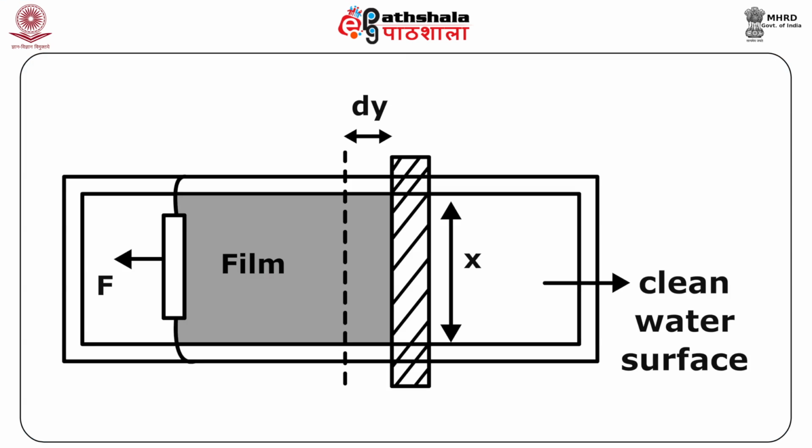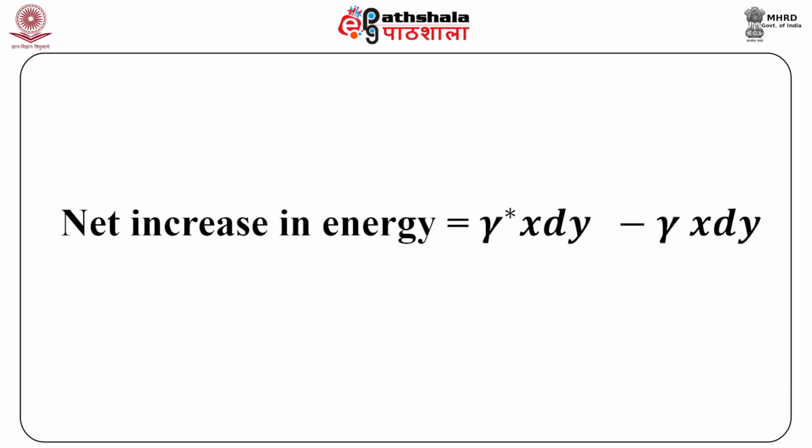Figure 2 shows the formation of surface film, that is the Langmuir film experiment, and figure 3 shows a typical FA isotherm. As a result of surface tension on the film-covered surface, a force F acts in the direction shown in the figure. If the barrier of length x moves by a distance dy, then the area of clean water surface increases by an amount x into dy, while that of the surface film decreases by an amount x dy, as shown in the figure. The net increase in energy will be given by gamma star x dy minus gamma x dy, where gamma star and gamma are the surface tension of pure water and film-covered surface respectively.